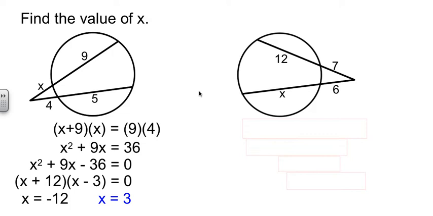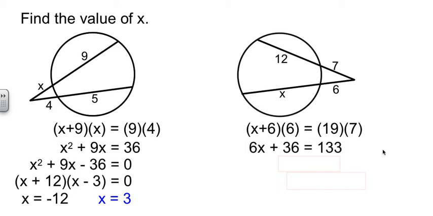Let's tangle with another one. We have two secants. So the theorem says the whole secant times the outside part equals the whole thing times the outside part. So the whole thing, x plus 6, times 6, which is the outside, equals the whole thing, 19, times the outside, which is 7.